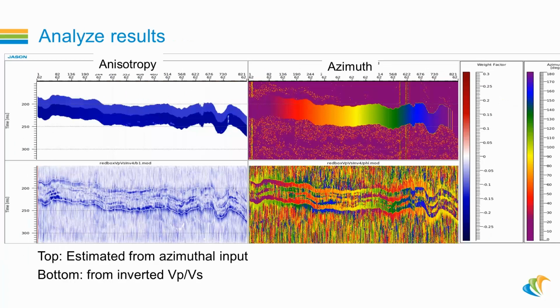And the top here is what we expected to come out. The bottom is what actually comes out of the inversion. Now we have to take a step back, because these two don't really look alike, and it takes a little thought. But in our sectored inversions, we're using a simple isotropic background trend. So in the azimuthal sense, our low frequencies are not changing.